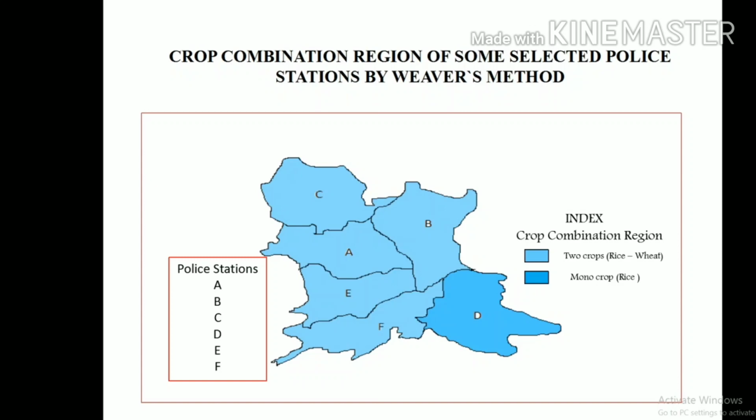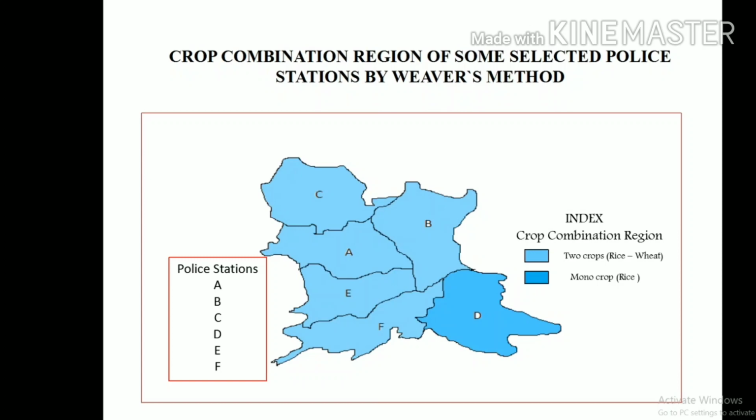From the calculation, it can be seen that only one police station, that is D, has a prominence of monocrop cultivation. Though this police station has cultivated 4 types of crops, but due to the coverage of higher percentage of gross cropped area for rice, the monocrop, that is rice, is significant in the police station D.